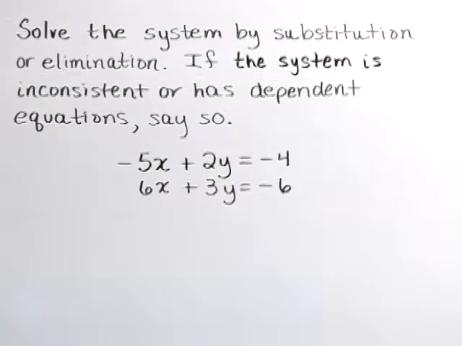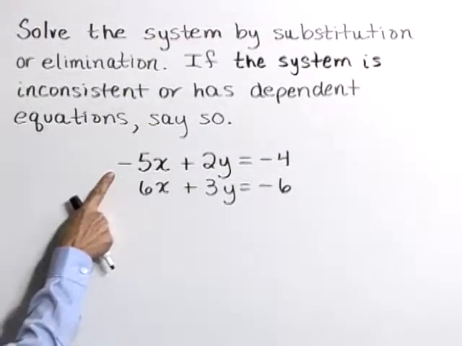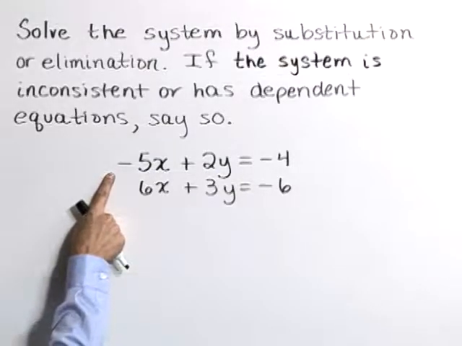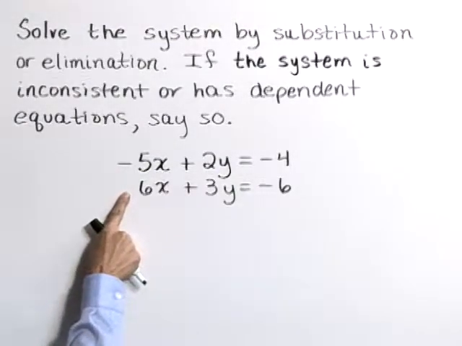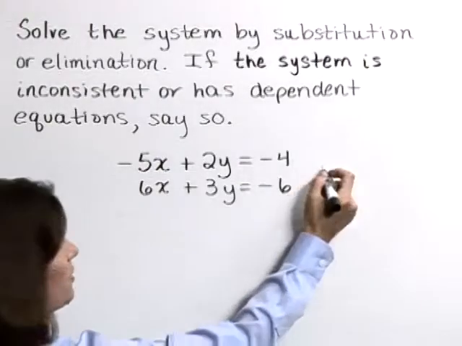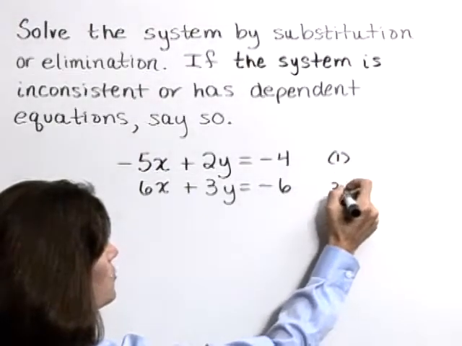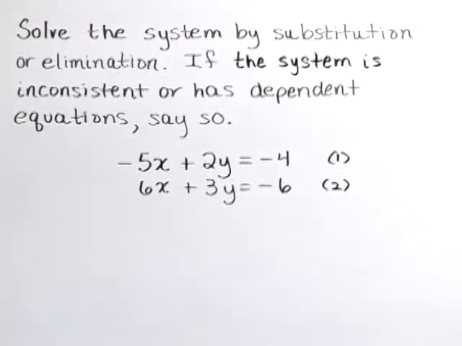Solve the system by substitution or elimination. If the system is inconsistent or has dependent equations, say so. We have the system negative 5x plus 2y is equal to negative 4, and 6x plus 3y is equal to negative 6. Let's start by identifying these equations as numbers 1 and 2.